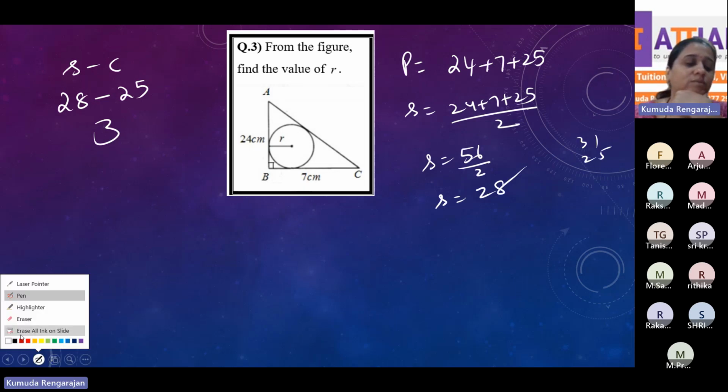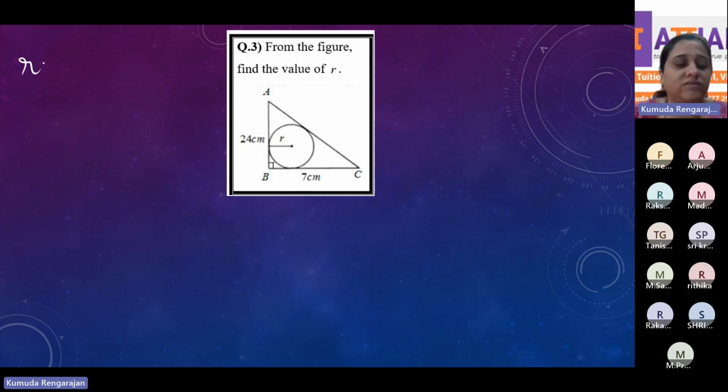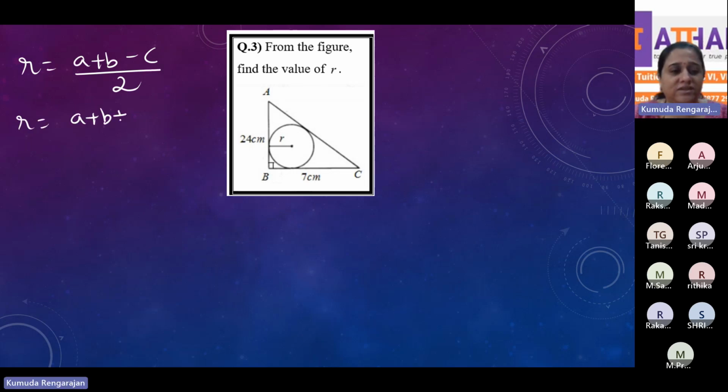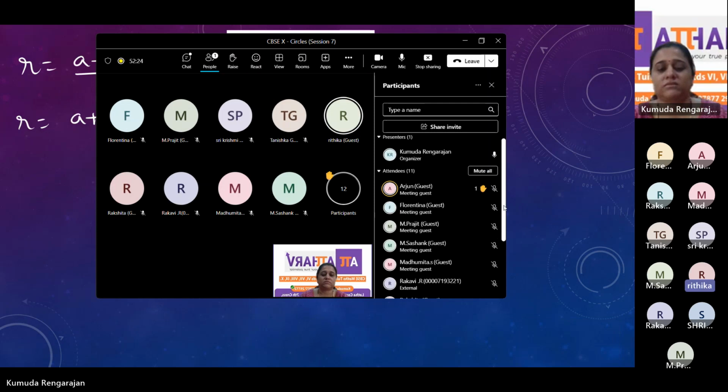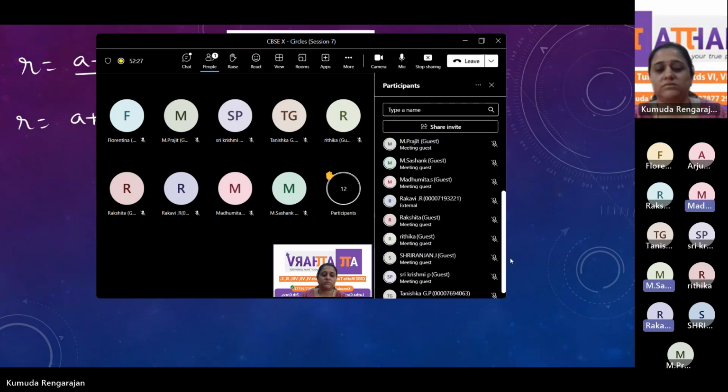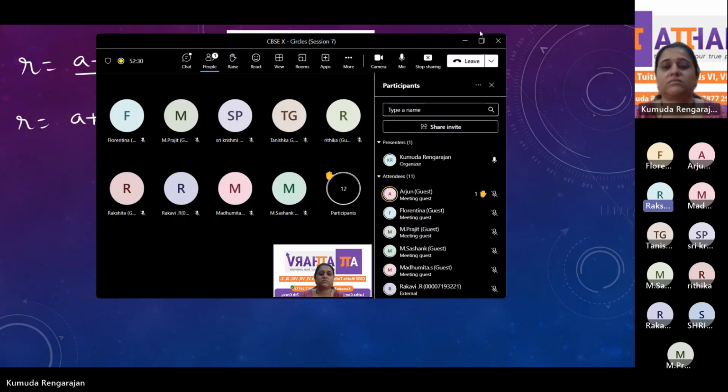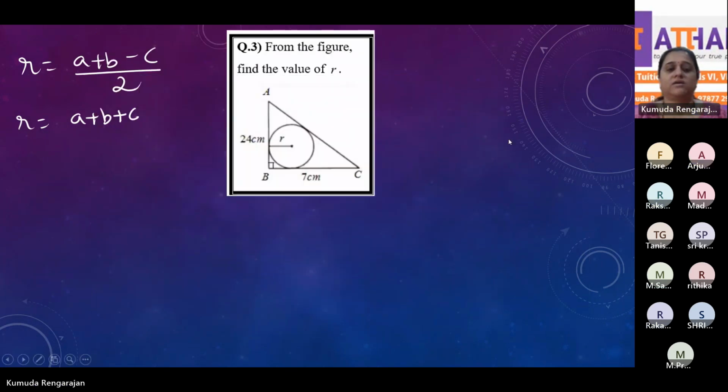See, why do we have that formula? It's like this. Inradius is equal to a plus b minus c by 2, right? Now, if you add c here, this is the perimeter, right? If you modify this formula, are you listening? Yes, ma'am. So we're just modifying this formula, children. This formula which we know, this formula also can be derived.